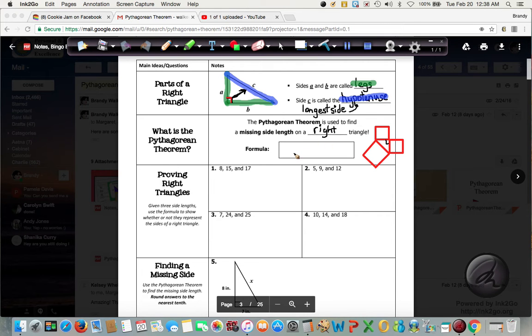So here's the formula. Now, back in my day when I went to school, you had to memorize this. And by the time you're done with this part of the unit, you may actually have it memorized too.